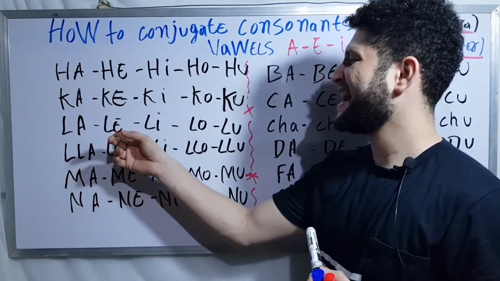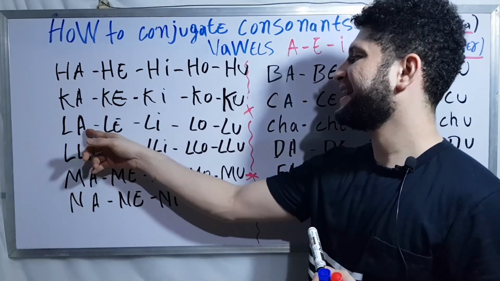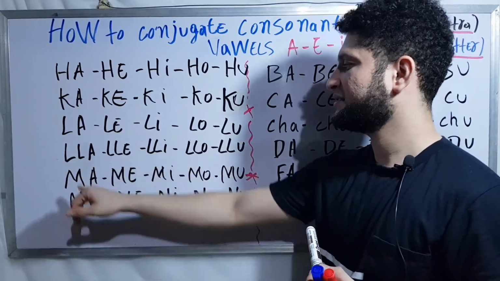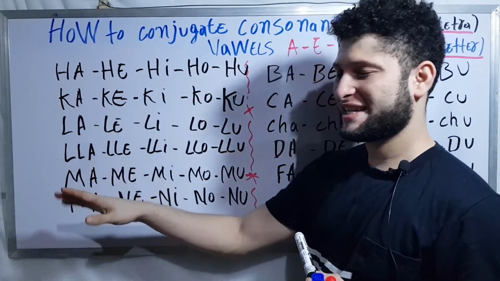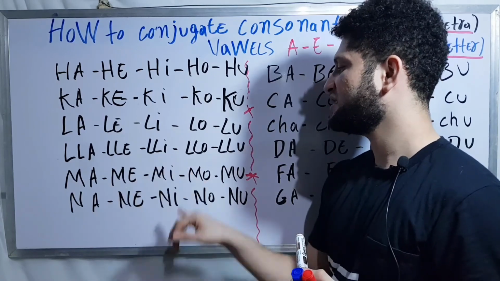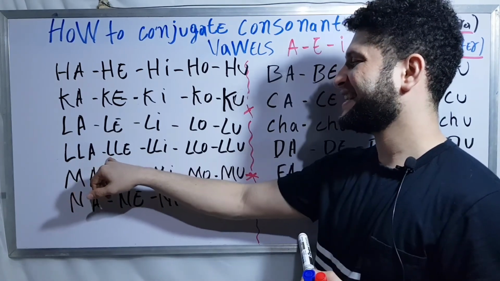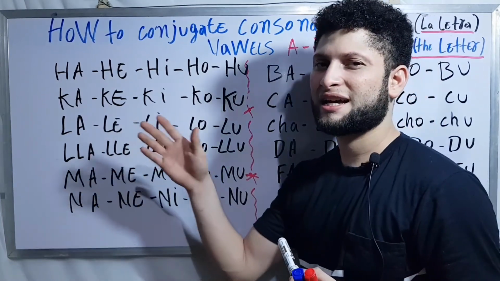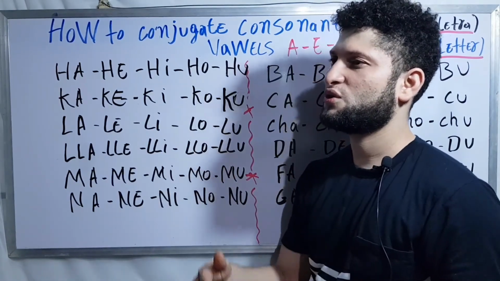La, le, li, lo, lu. In this case, ella, double L, is ella: ya, ye, yi, yo, yu. Ya, ye, yi, yo, yu.